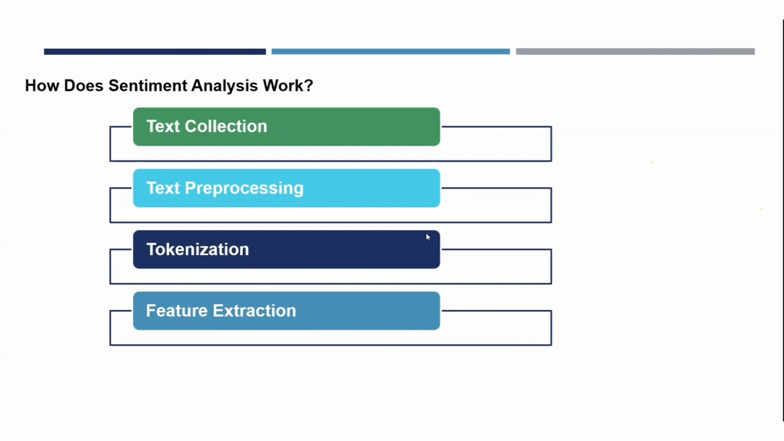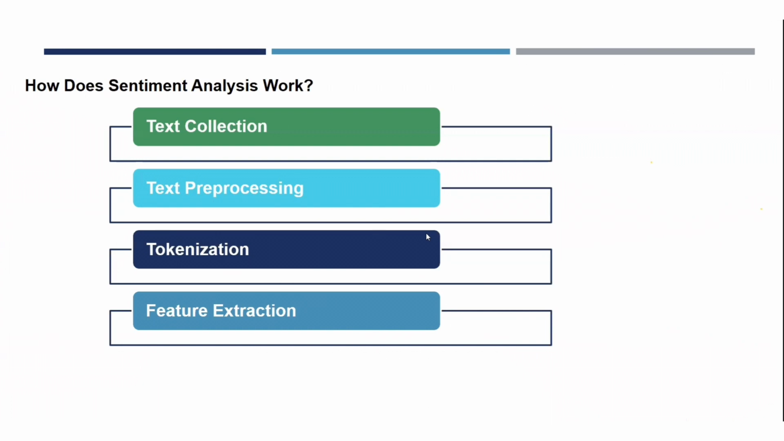So finally, feature extraction means identifying important words. If you want to analyze the positive ones, you can search for positive terms like good, awesome, very good. If you want to analyze the negative comments, what will you do? You will search for words like bad, worst. These are the scenarios. So this is called feature extraction.